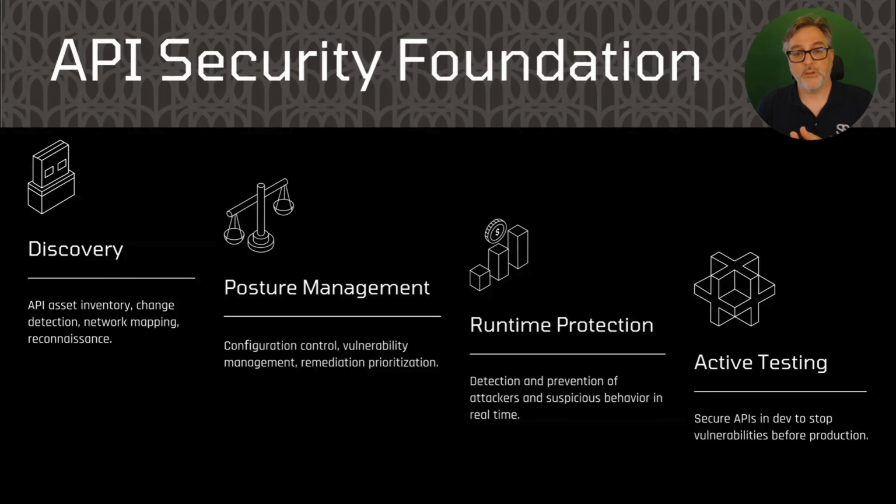When you're thinking about shift left, that active testing component is where everything really comes together. So we're going to talk at length about that and about the various stages that lead up to a testing capability in the DevSecOps portion of the course that we're going to get into shortly. Active testing is about securing your APIs in dev, that's that shift left motion, to stop vulnerabilities from reaching production.